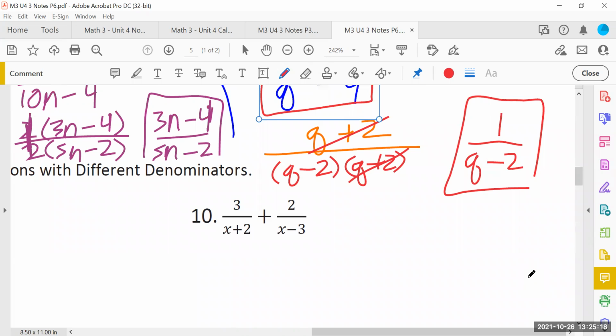Now we actually don't have a ton of time left. We got about 10 minutes, 11 minutes. Good. So I'm going to show you number 10, and then we're actually going to stop and you can try a problem or two on the homework, okay? So everybody look at number 10.